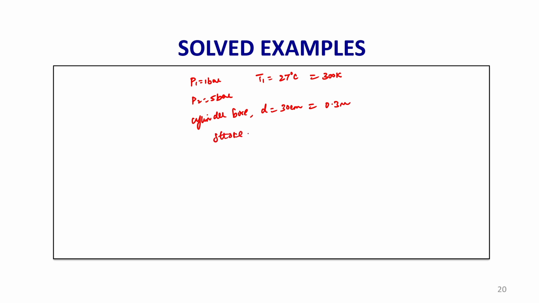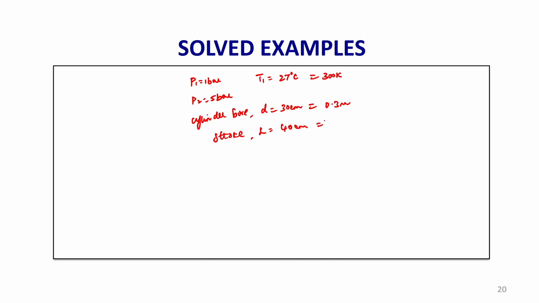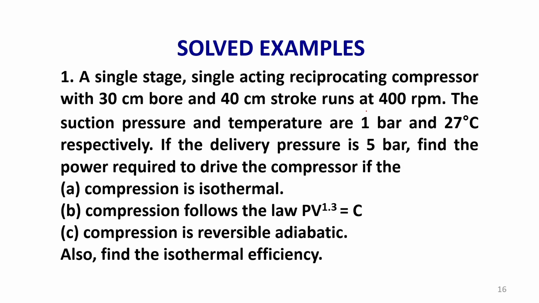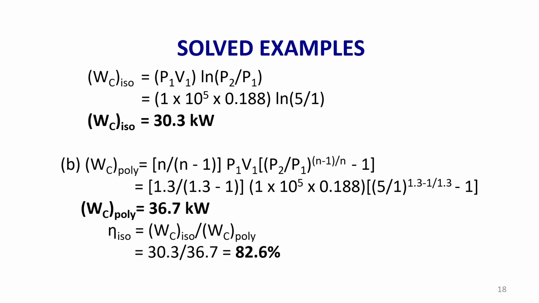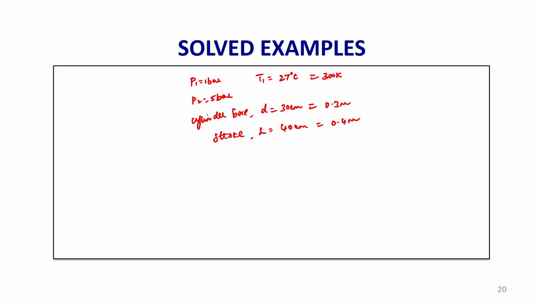Stroke is capital L, 40 centimeter. Stroke is the distance travelled by the piston between TDC and BDC. It is also called a swept, which is why the stroke volume is also called swept volume. 40 centimeter is 0.4 meter. The RPM is given, N is equal to 400 RPM.